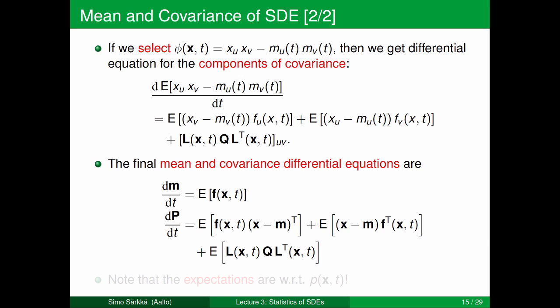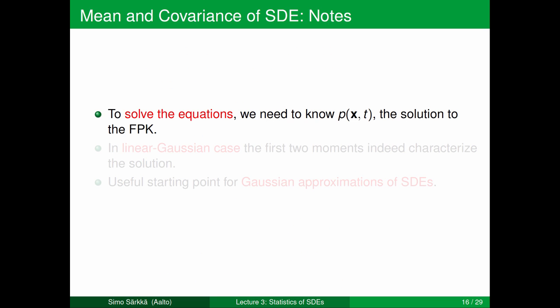Thus the final mean and covariance equations say that the time derivative of the mean should be equal to the expectation of f(x, t), and the time derivative of the covariance P should be equal to the expectation of f times (x minus m) transpose plus the expectation of (x minus m) f transpose plus the expectation of L Q L transpose. Now the catch in these equations is that the expectations are with respect to the distribution p(x, t). And the reason why these equations are not so useful is exactly that.